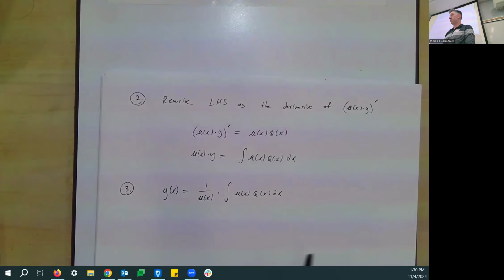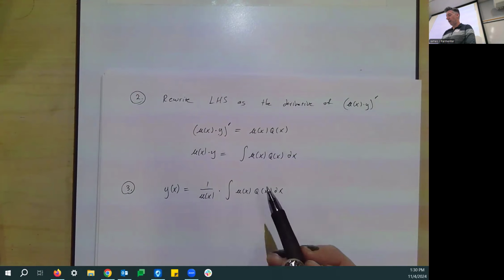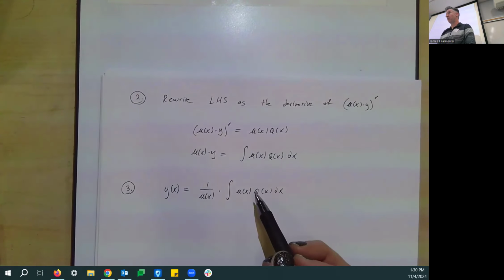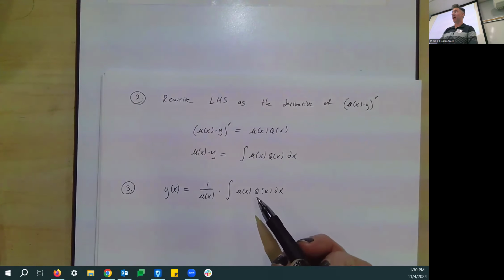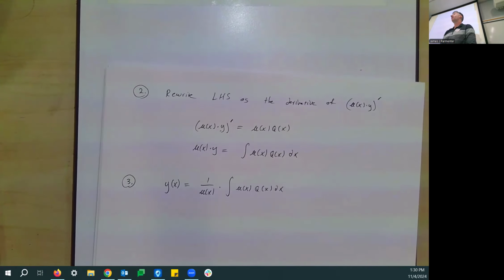They do not cancel. They might cancel somewhat after you have integrated mu times q, but you have to multiply these together and then do the antiderivative, and then after you've done that, divide by mu of x.